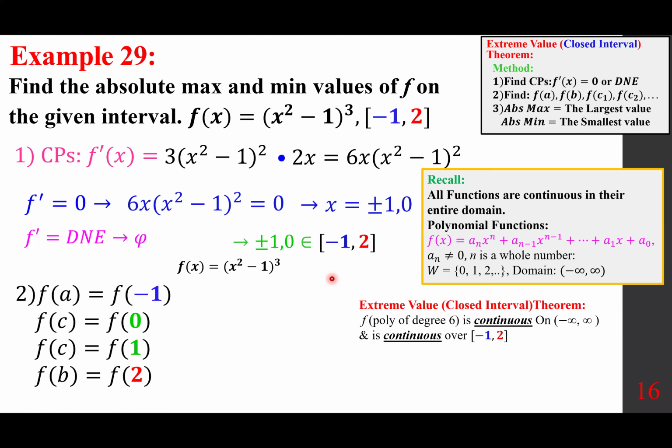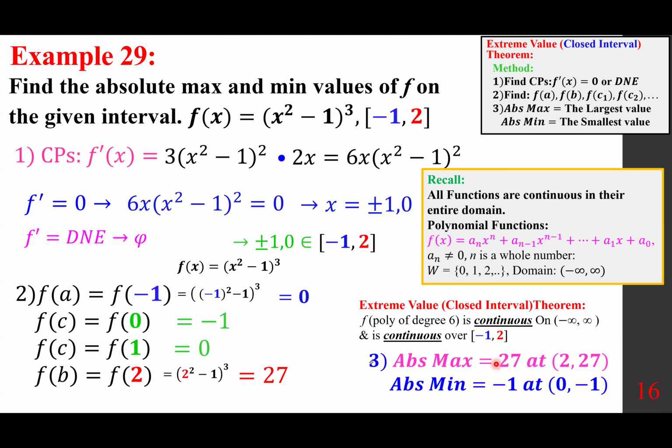So if I replace the x with -1, square it becomes 1, minus 1 is 0, so I get 0 here. If I plug in 0, I get -1. Cube it is -1. If I plug in 1, the same thing happens here, becomes 0. And if I plug in 2, 2 squared is 4, minus 1 is 3, cubed is 27. And that's the absolute max. This is the absolute min, and we write it in the following manner. Absolute max is 27 at this pair, absolute min is -1 at this pair.